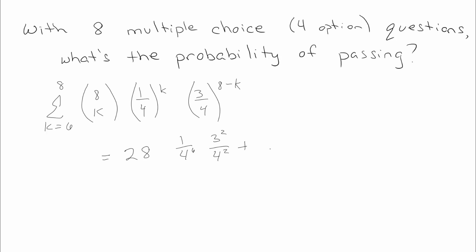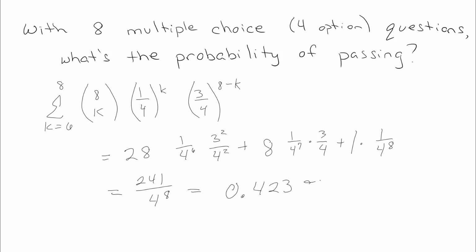And then we have 8 ways of getting 7 right and exactly 1 wrong. And then we have exactly 1 way of getting all 8 of them right. So whenever you put all of that together, you end up with a number like 241 over 48, which gives you a 0.423% chance. That means 4.2 out of 1,000.